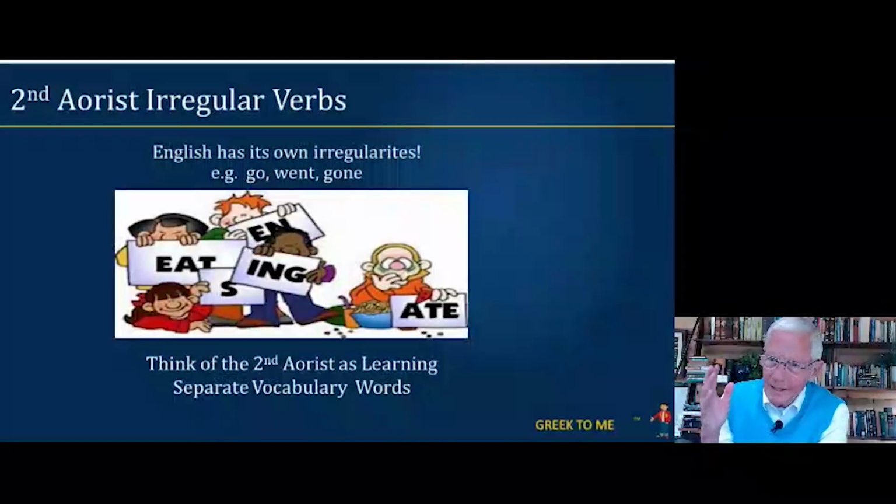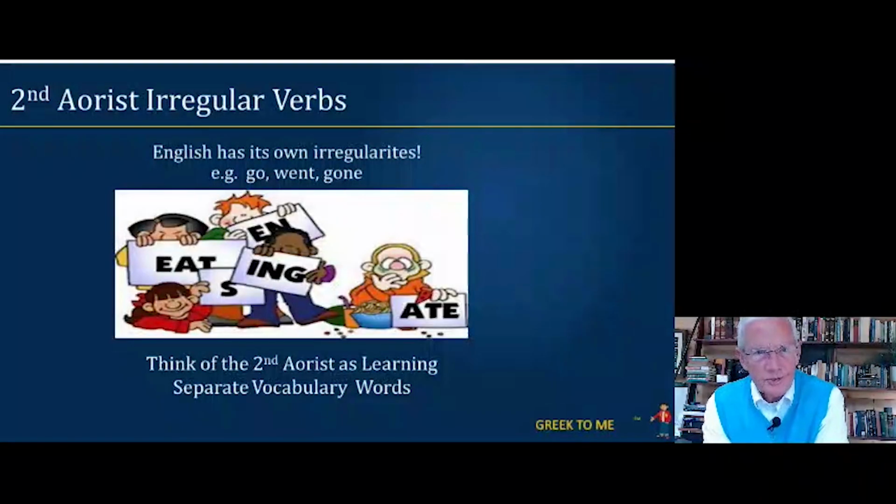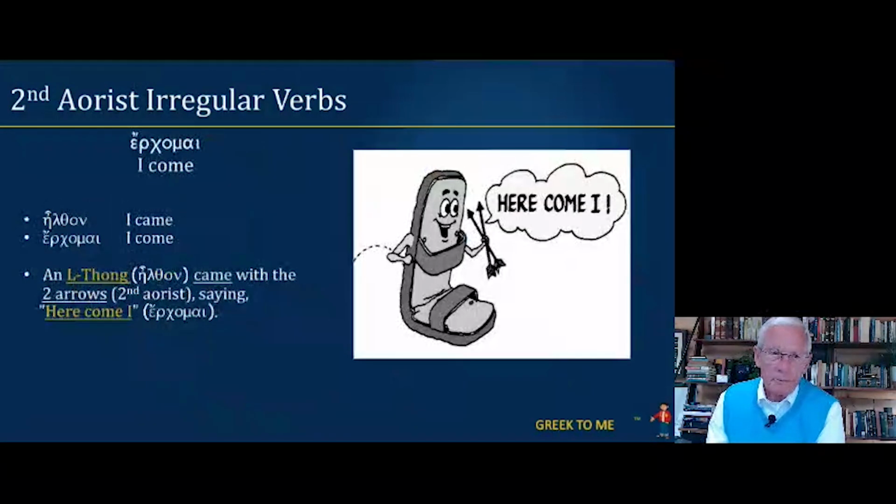So let's take a look here at English. It has its own irregularities. For instance, go, went, and gone. And take a look at the picture of the various forms of the verb eat. Eaten, eating, eats, or ate. Think of the second aorist as learning separate vocabulary words. So let's take a look. All of these are high frequency words in the Greek New Testament.